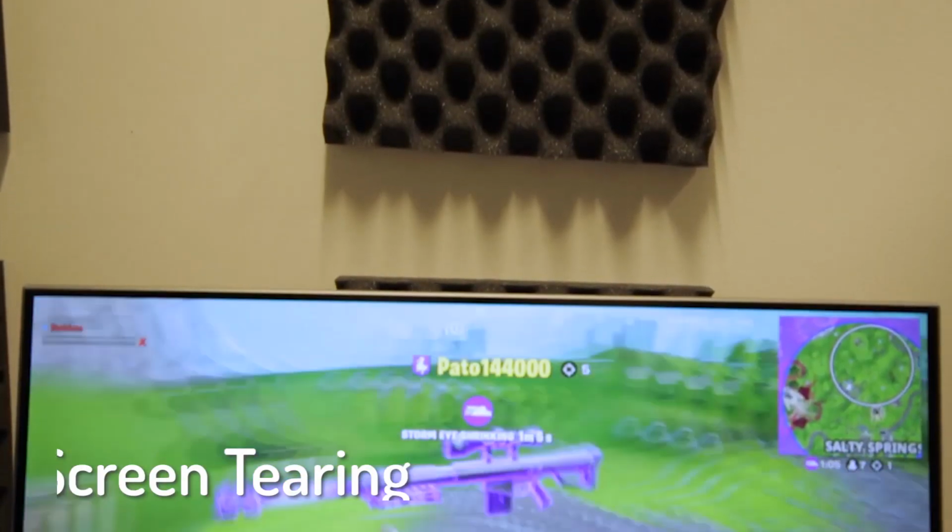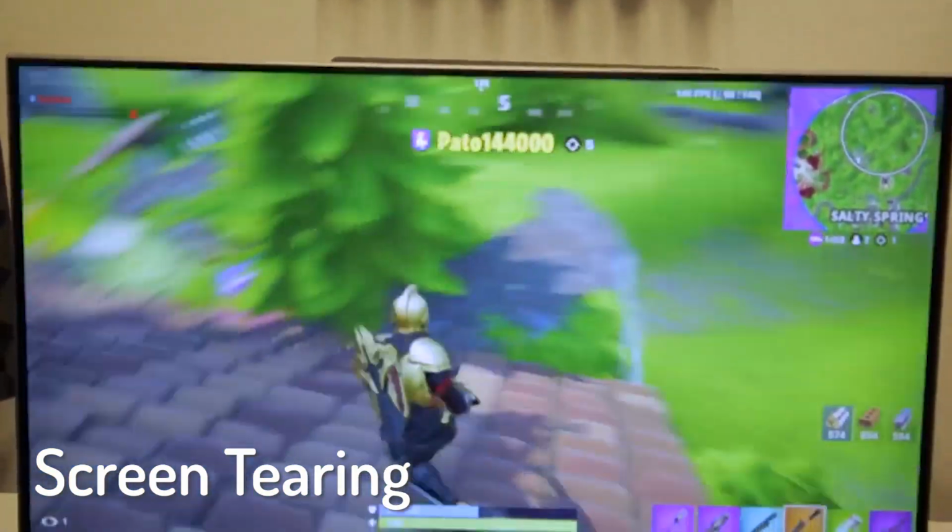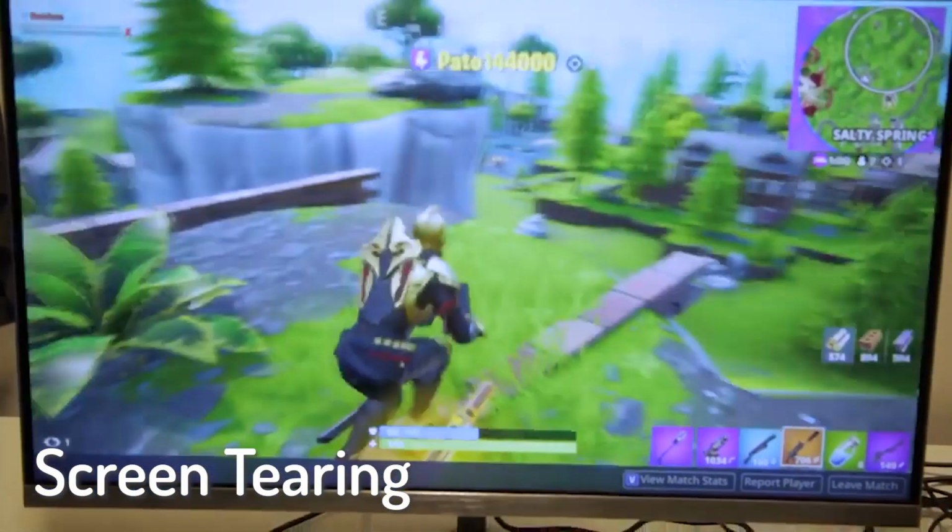The first thing you might see in reviews is screen tearing. So screen tearing is where the image in the game will distort if the game is running at a higher refresh rate than what your monitor supports.